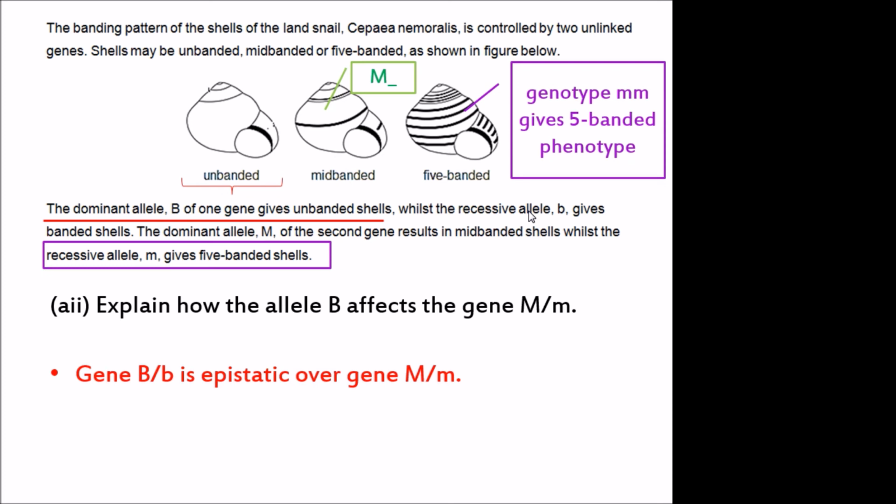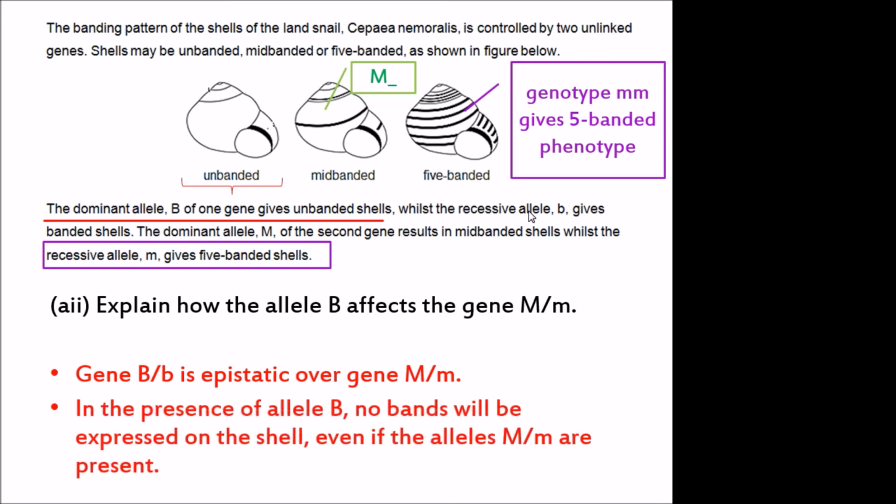How do I write the rest of the statement? In the presence of the allele big B, no bands will be expressed on the shell. Even if I got one big M or small m on the other side, who cares? As long as I got one big B, I will be unbanded. Even if I potentially could have been 5-banded or mid-banded, I will look unbanded.